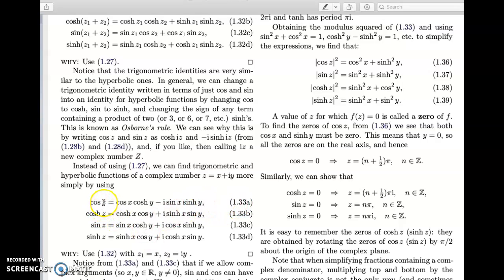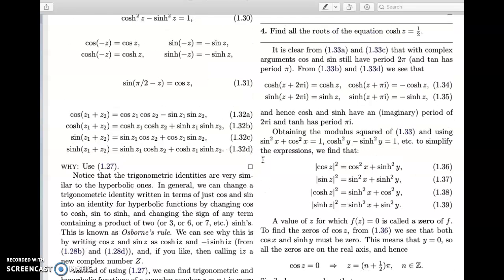If I replace the z by z plus 2 pi, well, the 2 pi is obviously real, so it just affects the x bit. So if I put in z plus 2 pi, then I get x plus 2 pi here, and x plus 2 pi here. Now, cos of x plus 2 pi is the same as cos of x, and sine of x plus 2 pi is the same as sine x. So this expression doesn't change. And similarly with sine z: sine of z plus 2 pi is the same as sine z.